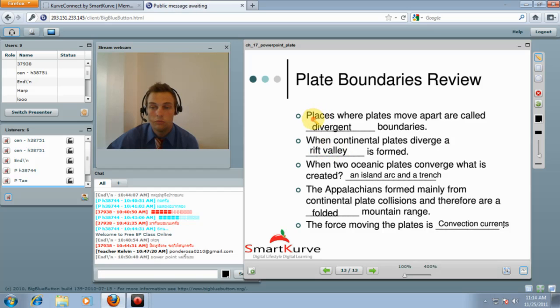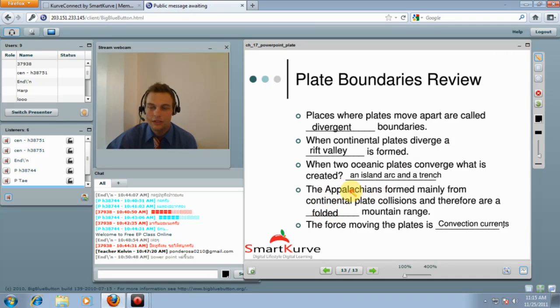So all these places where plates move apart, whether ocean, land, or both at the same time, two different ones, no matter what, when they're moving apart, they're called divergent. When two land plates move apart, they form a rift valley. When two ocean plates move together, they form an island arc like Japan.